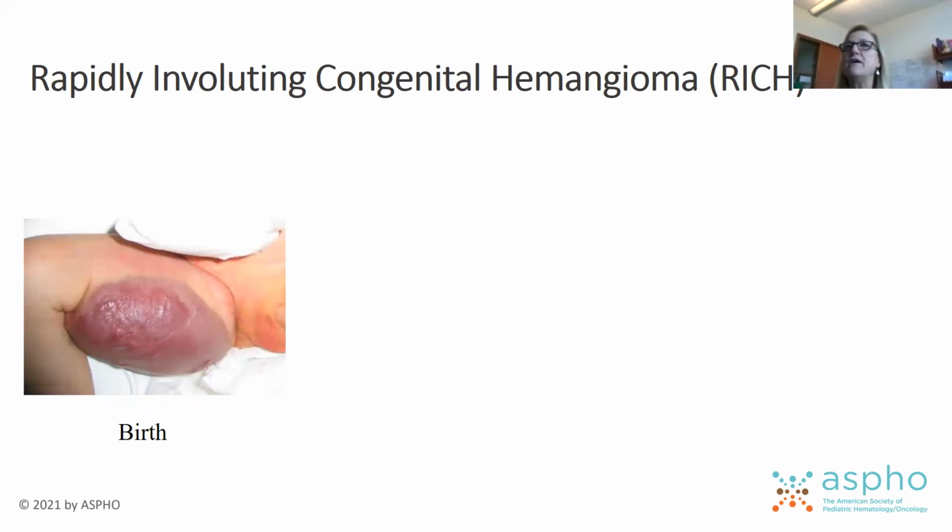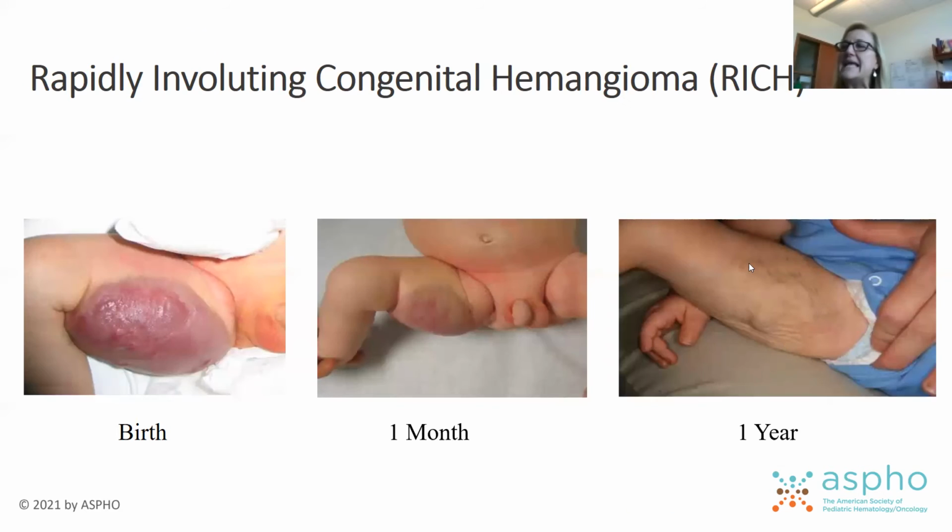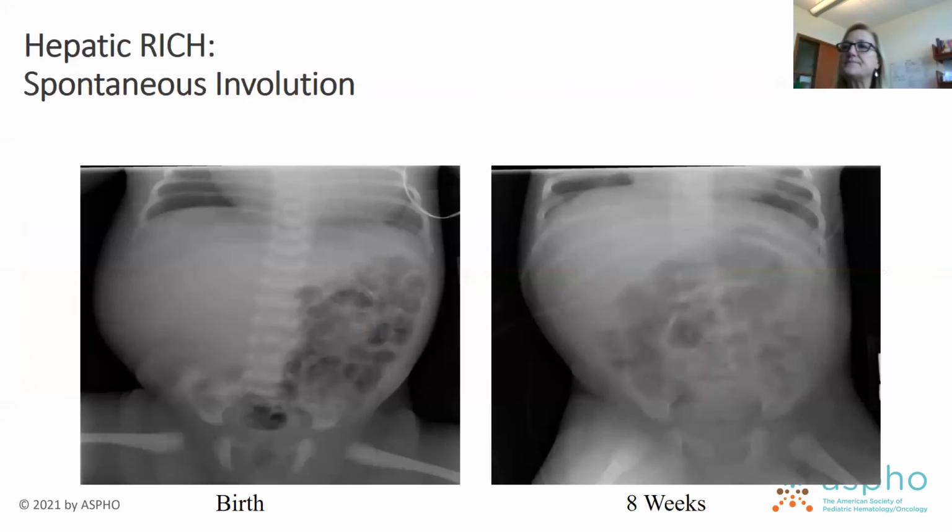So this is a picture of a rapidly involuting congenital hemangioma. One can almost see that area of the halo around it. This is a picture at birth. You see a picture at 1 month, and this is less violaceous as far as the purpuric color. You still have that halo around it. And then going back, this is the residual extra skin with some dilated veins that you see when it involutes. So it completely involutes, but a lot of times you have residual lesions that are there.